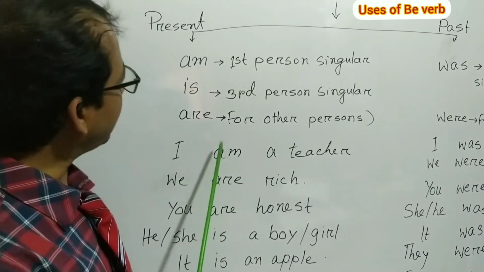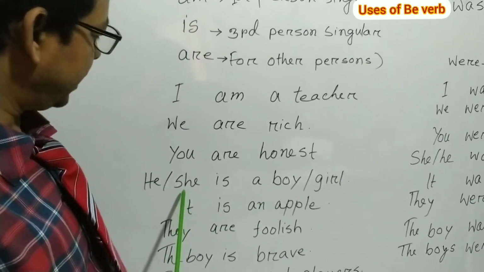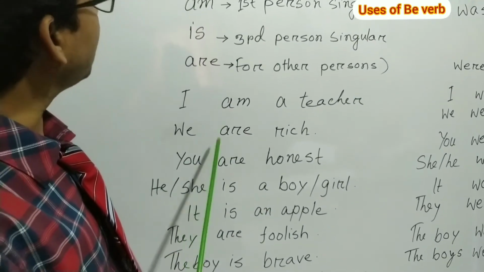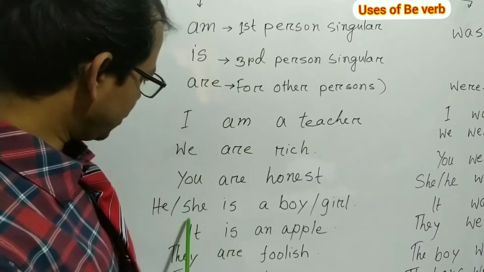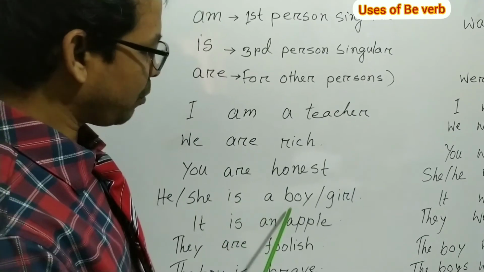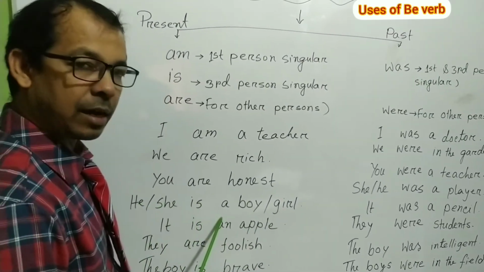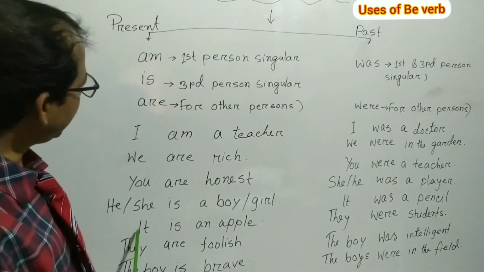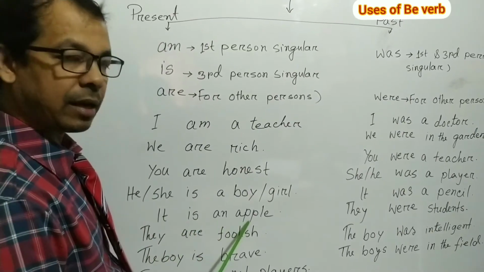So, you are honest. He, she, that means third person singular number. Here is is written for third person singular number. So she is a girl or he is a boy. For it, it is third person singular number. So it is an apple.